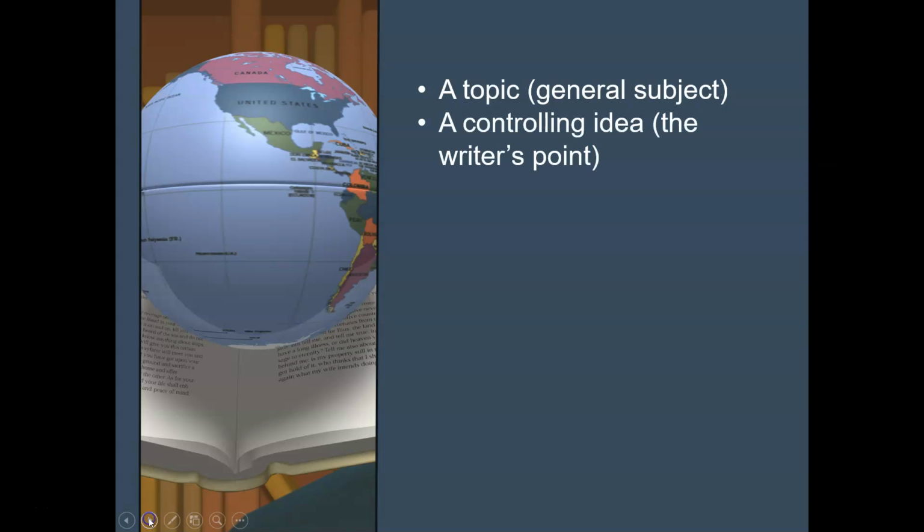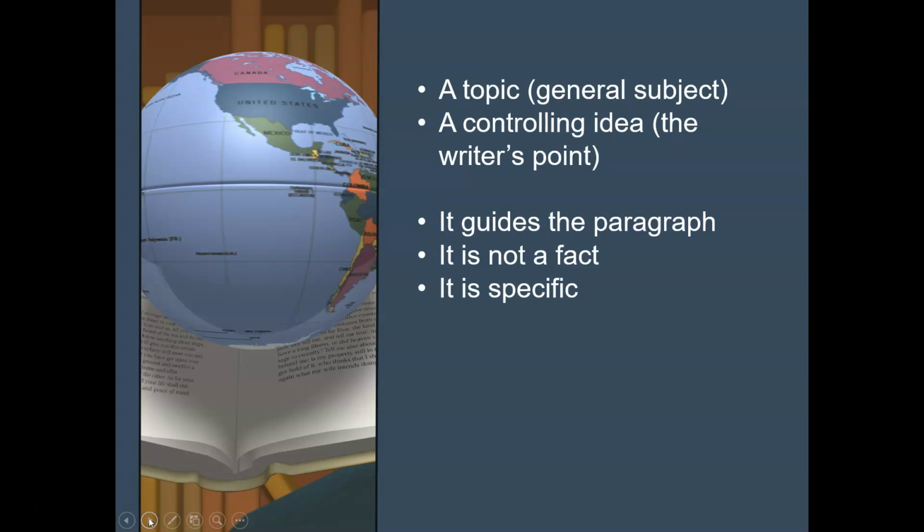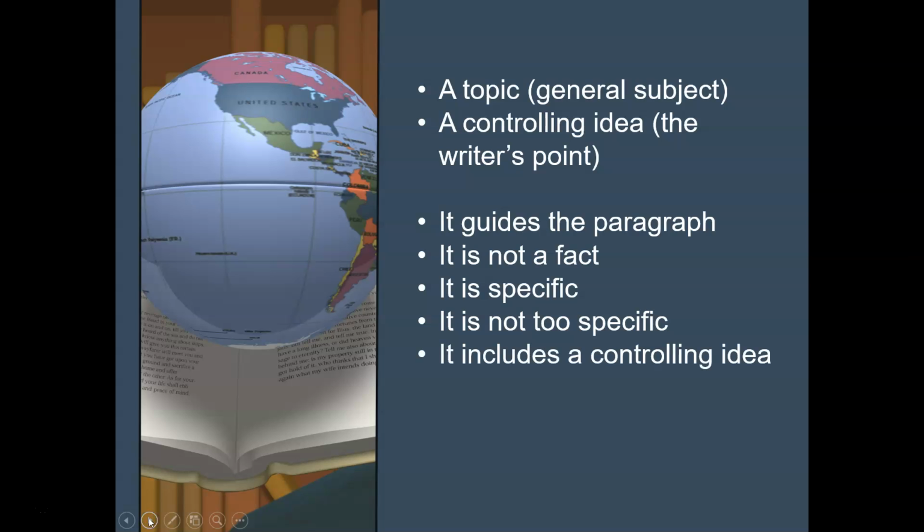Okay, so when we have a topic sentence, and you'll be able to review this in your book, we have a topic, which is the general subject, and we have a controlling idea, which is the writer's point. A topic sentence has 5 key features. It guides the paragraph. That means all the sentences in the paragraph are about that topic. It is not a fact. It is specific, but not too specific. And we'll talk about that a little bit more. And it includes a controlling idea.